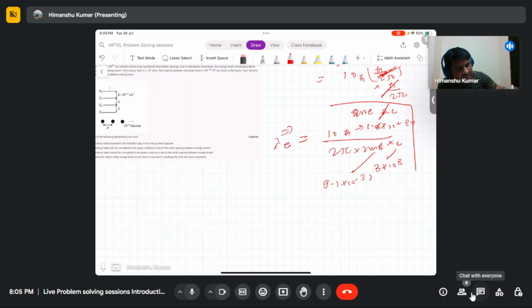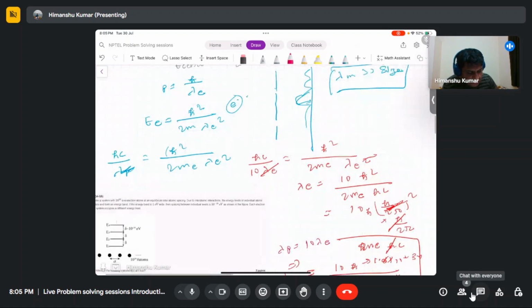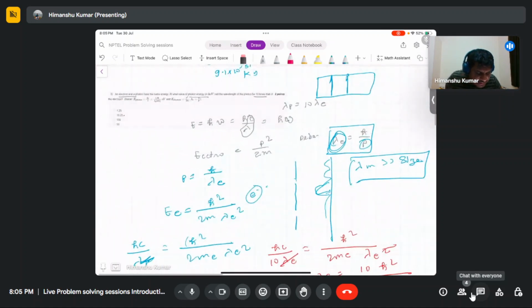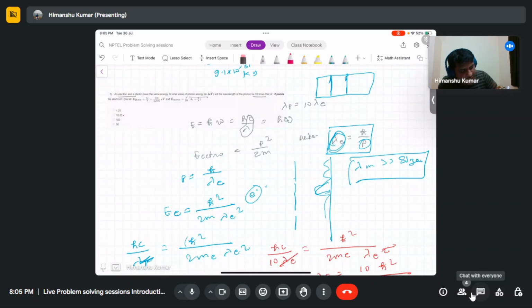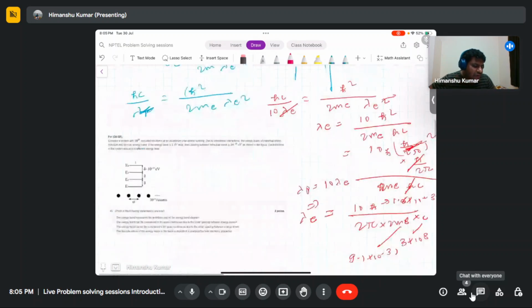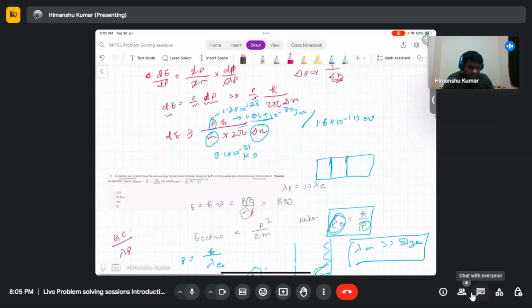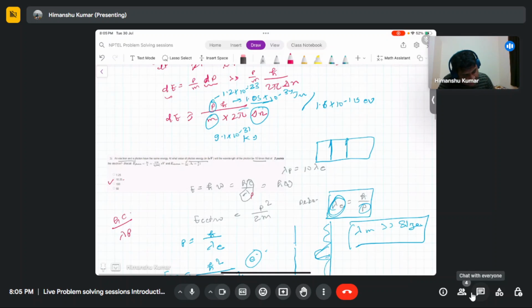From that you can calculate lambda_p, which is just 10 times lambda_e. To calculate the energy of the photon, you need to put lambda_p here, so basically hc by lambda_p. If you put in the exact numbers, the answer will be around 10.25 kilo electron volt.